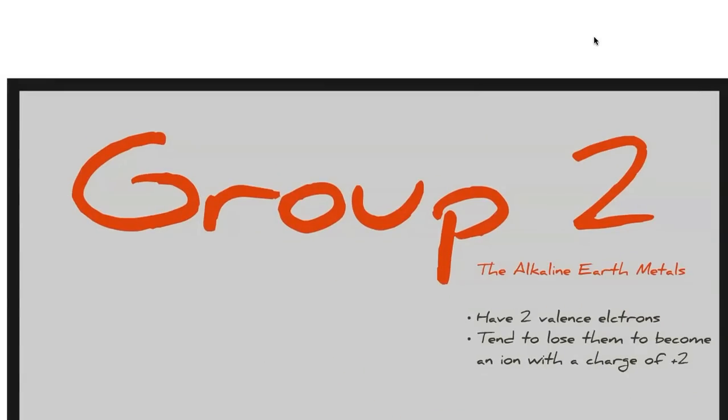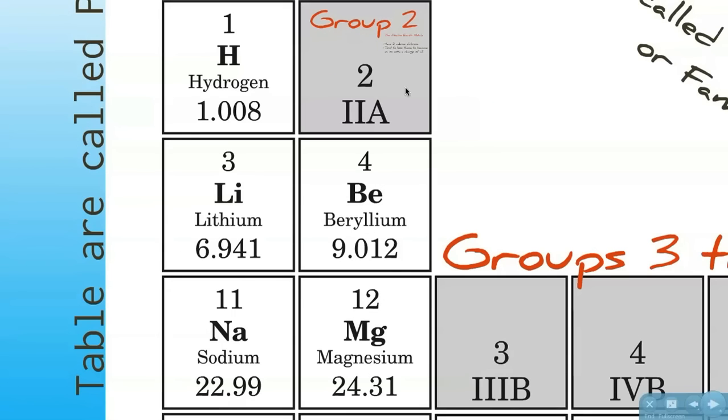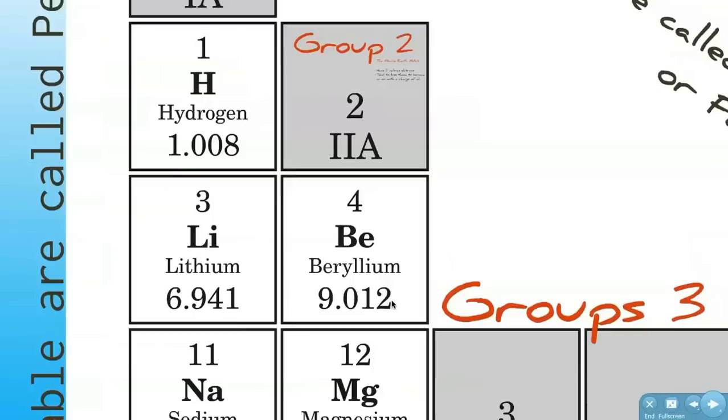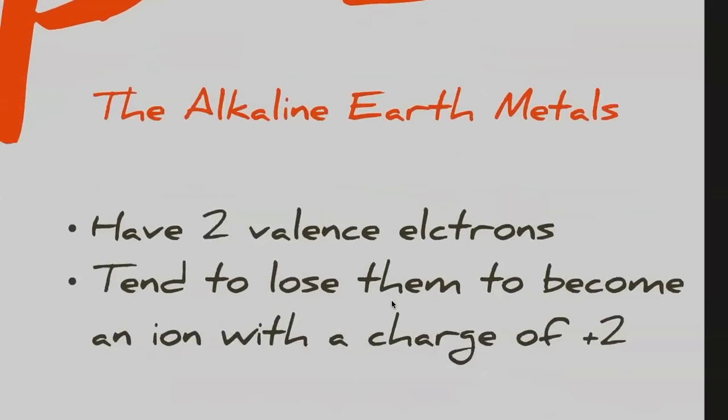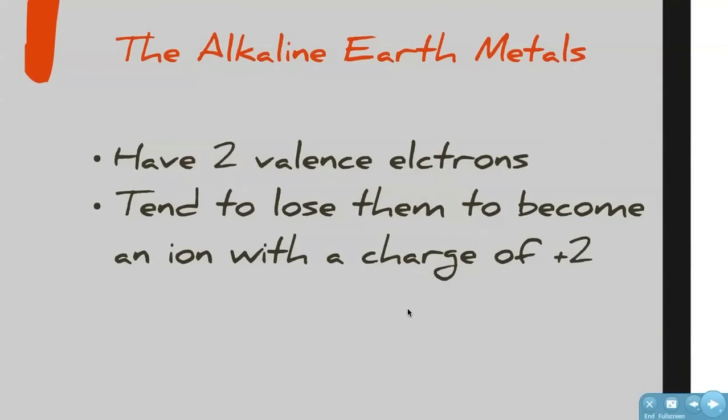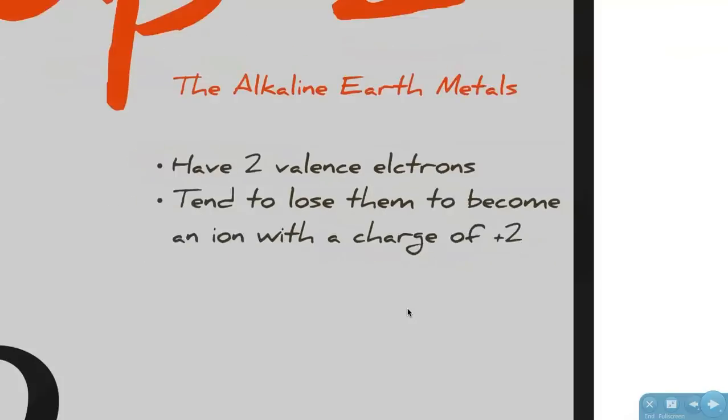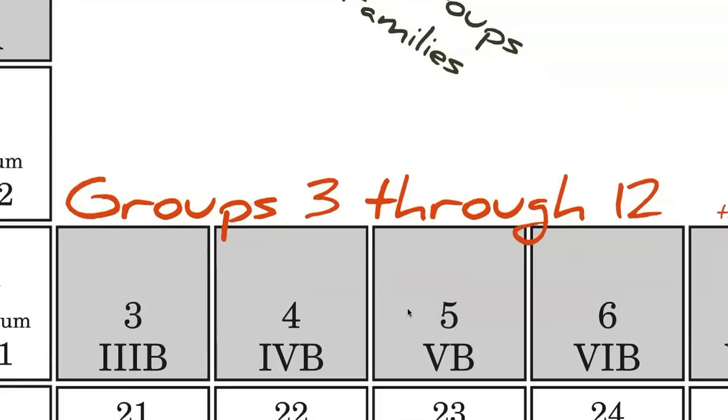Group 2 are the alkaline earth metals. They have 2 valence electrons, and they tend to lose those 2 electrons to become an ion with a charge of positive 2.